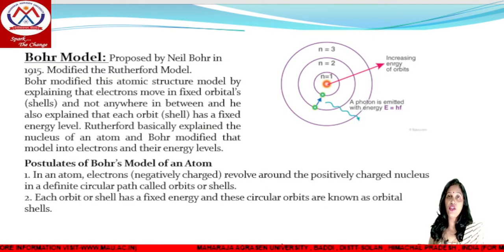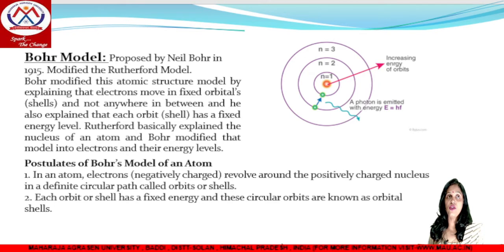To overcome the limitations of the Rutherford model, Bohr suggested another model. This model was proposed by Niels Bohr in 1915. This is a modified form of the Rutherford model. Bohr modified this atomic structure model by explaining that electrons move in fixed orbits called shells and not anywhere in between, and he also explained that each orbit or shell has some fixed energy level. Rutherford basically explained the nucleus of an atom, and Bohr modified that model with electrons and their energy levels.